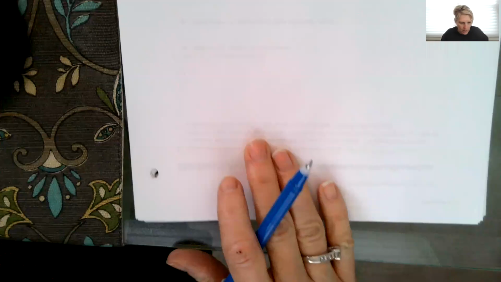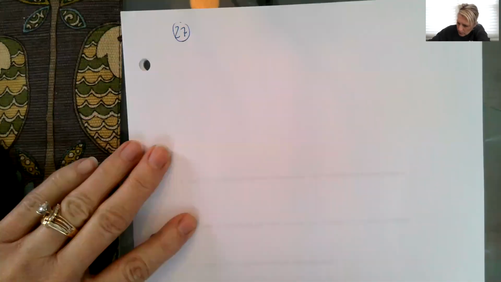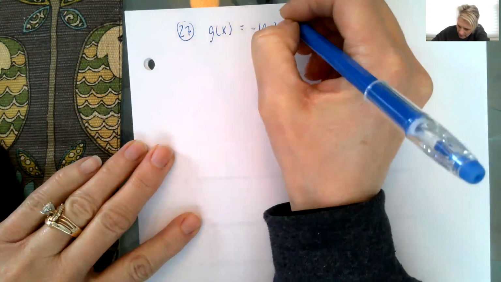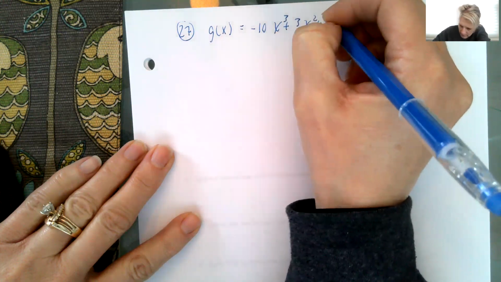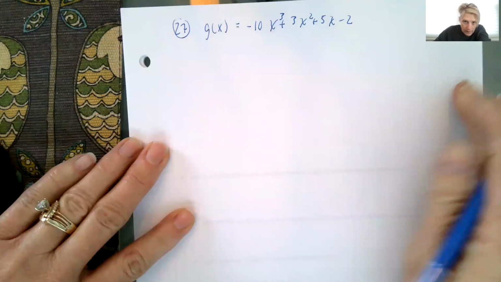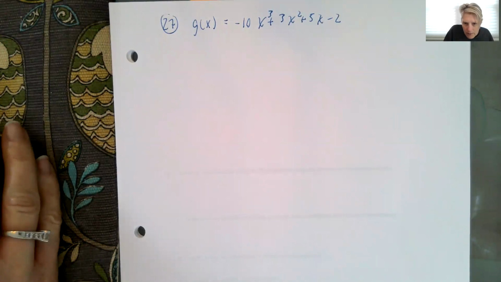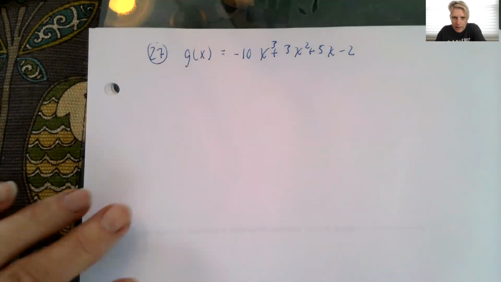Okay, so let's go to problem number 27 is the next one I want to look at in our book here. Let's look at 27: g of x is equal to negative 10x cubed plus 3x squared plus 5x minus 2. So I want you to think about the end behavior. Take a minute and do that. Okay, so you have a minute to work on this.